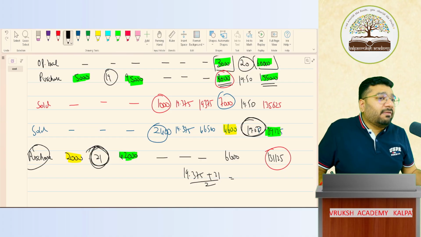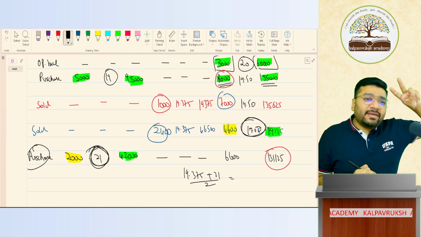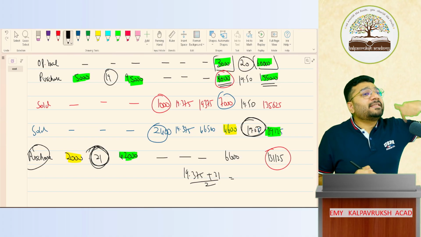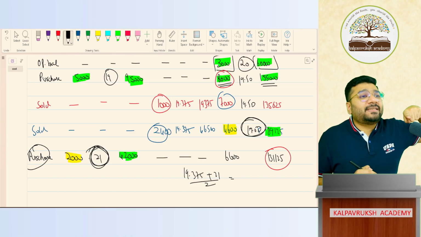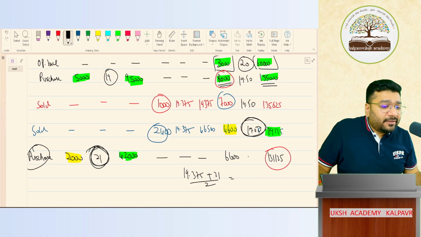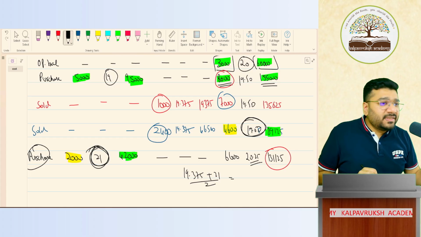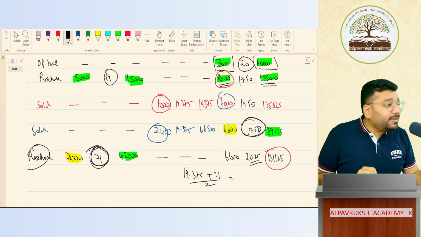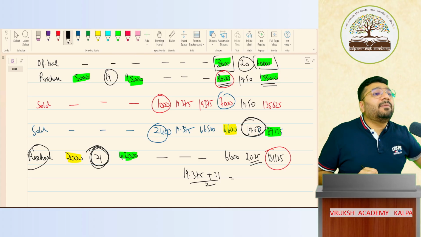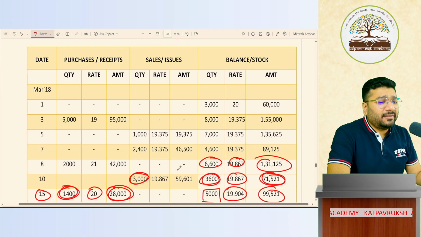New purchase value 21. Add the two and divide by 2. In the numerator, always 2 values will come. Always 2 only. One is the opening rate, second is the purchase rate. Add the two and always divide by 2 only. Got it? How much is the rate? 20.25. Like this, simple average will keep on continuing. This is for you: simple average method, same tabular column. Please repeat it for the simple average method as homework.